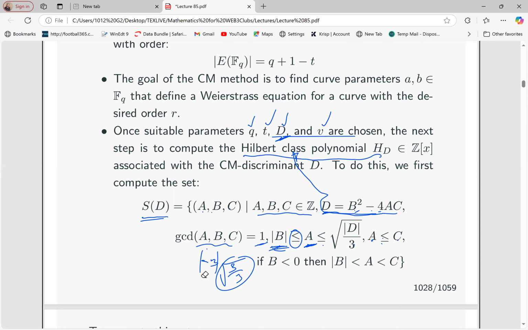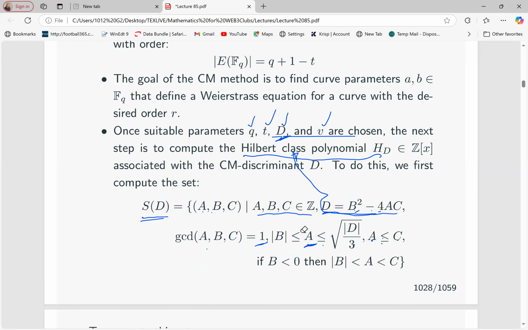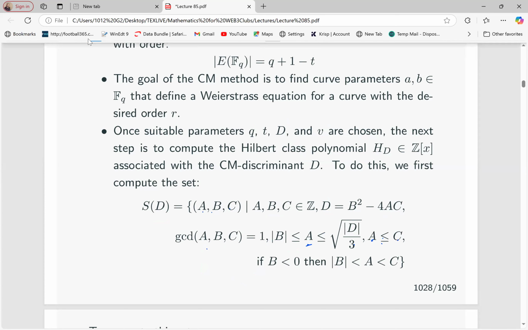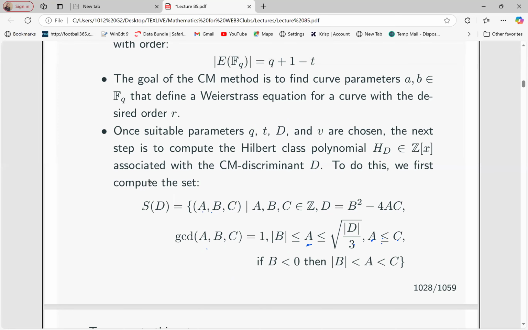And now the last condition is that if B happens to be negative, that is, if B is less than 0, then its magnitude should be less than A. And at that point, A must be less than C.